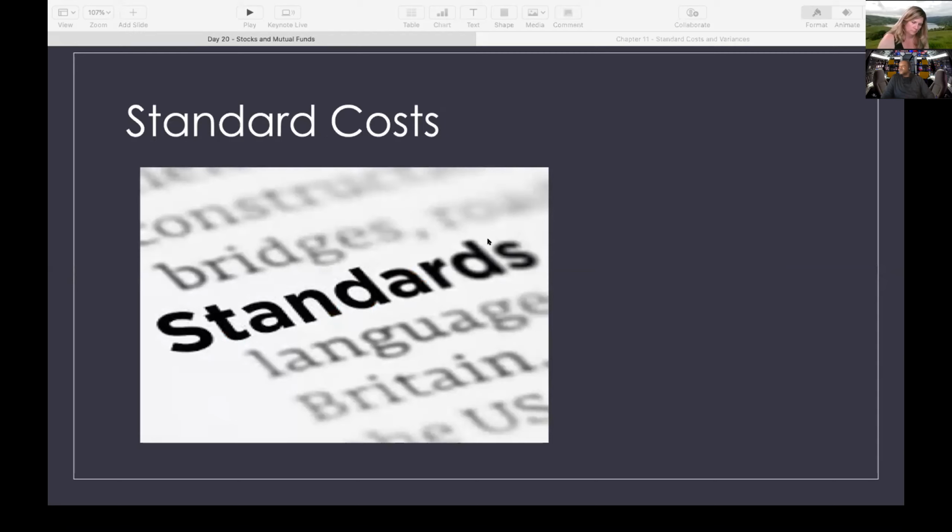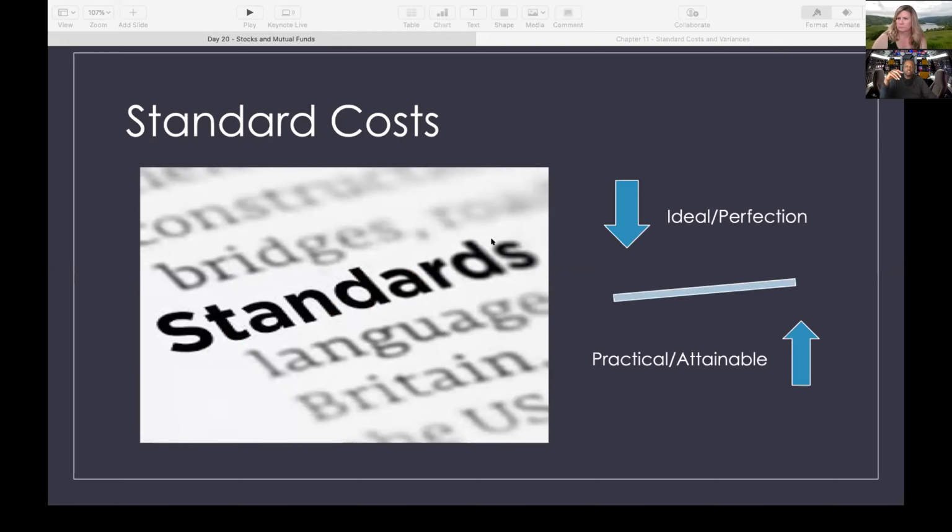All right, so we have to start by understanding standard costs. A standard cost is our reasonable expectation of what this product is going to cost us, right? So we're talking about direct materials, direct labor, and the manufacturing overhead. Now, when we're identifying our standard cost, we want to find that perfect balance between what would be ideal, like in an ideal world, and what's practical.